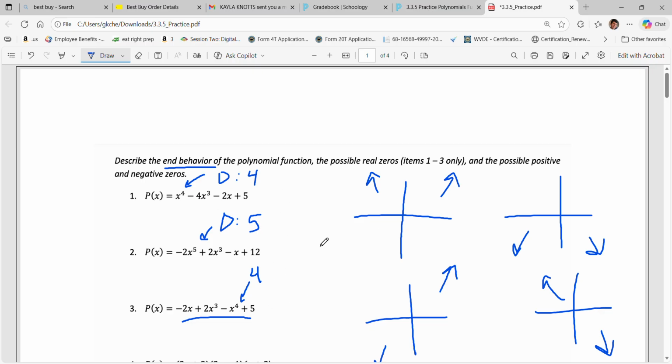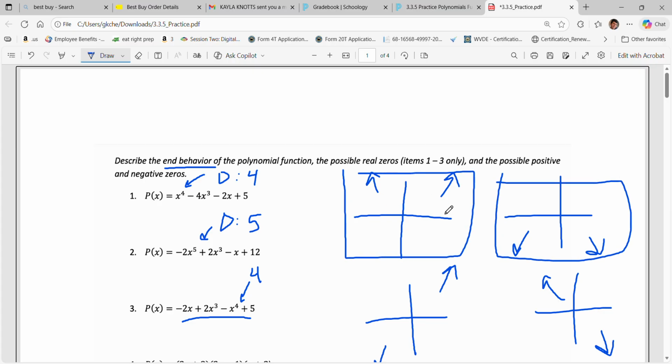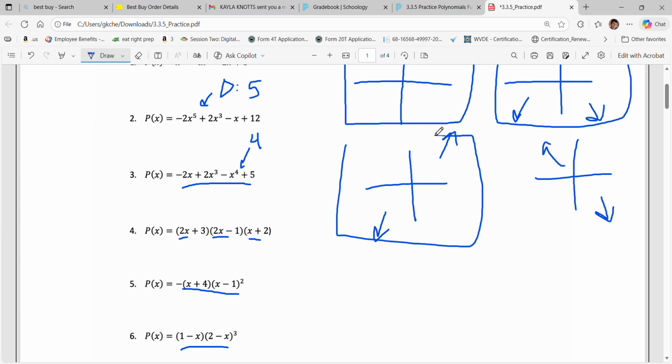All you need to observe about the degree is whether or not that degree is even or odd. If the degree is even, then the shape of the polynomial will be one of these two shapes, the top two. They either both point up or both point down. If the degree is odd, it's one of these two shapes, where it either points up to the right and down to the left, or up to the left and down to the right.